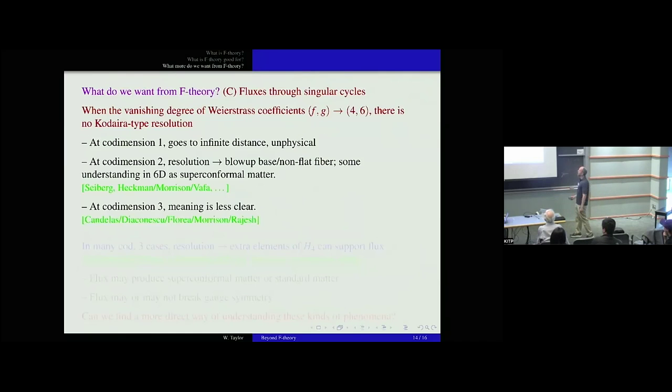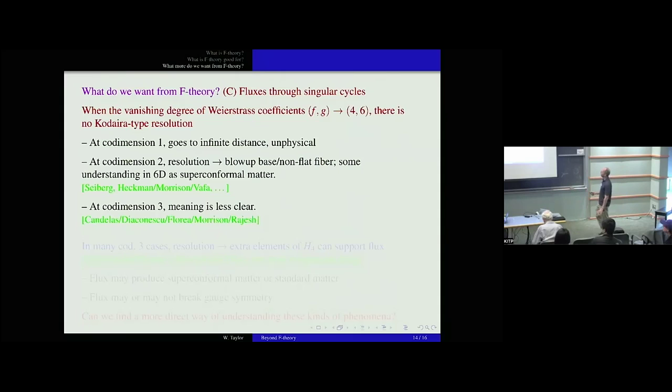Another place where we might want more, again having to do with singularities, is that there are interesting places where the vanishing degree of the Weierstrass coefficients goes off the Kodaira classification table, becomes 4, 6, and there's no Kodaira resolution. At codimension 1, these are at infinite distance and are unphysical. At codimension 2, this can be resolved either by blowing up the base, or in some cases this can be thought of as like superconformal matter.